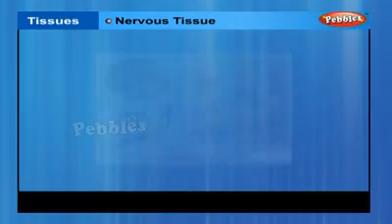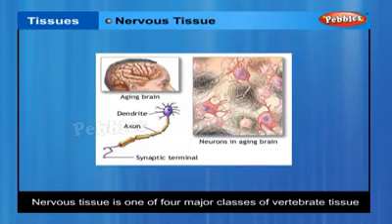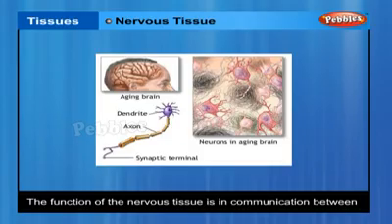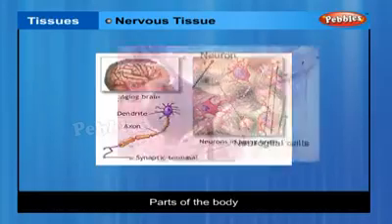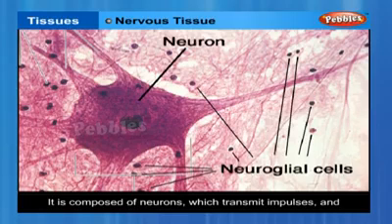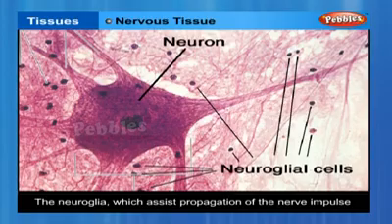Nervous tissue. Nervous tissue is one of 4 major classes of vertebrate tissue. The function of the nervous tissue is in communication between parts of the body. It is composed of neurons which transmit impulses and the neuroglia which assist propagation of the nerve impulse as well as provide nutrients to the neuron.